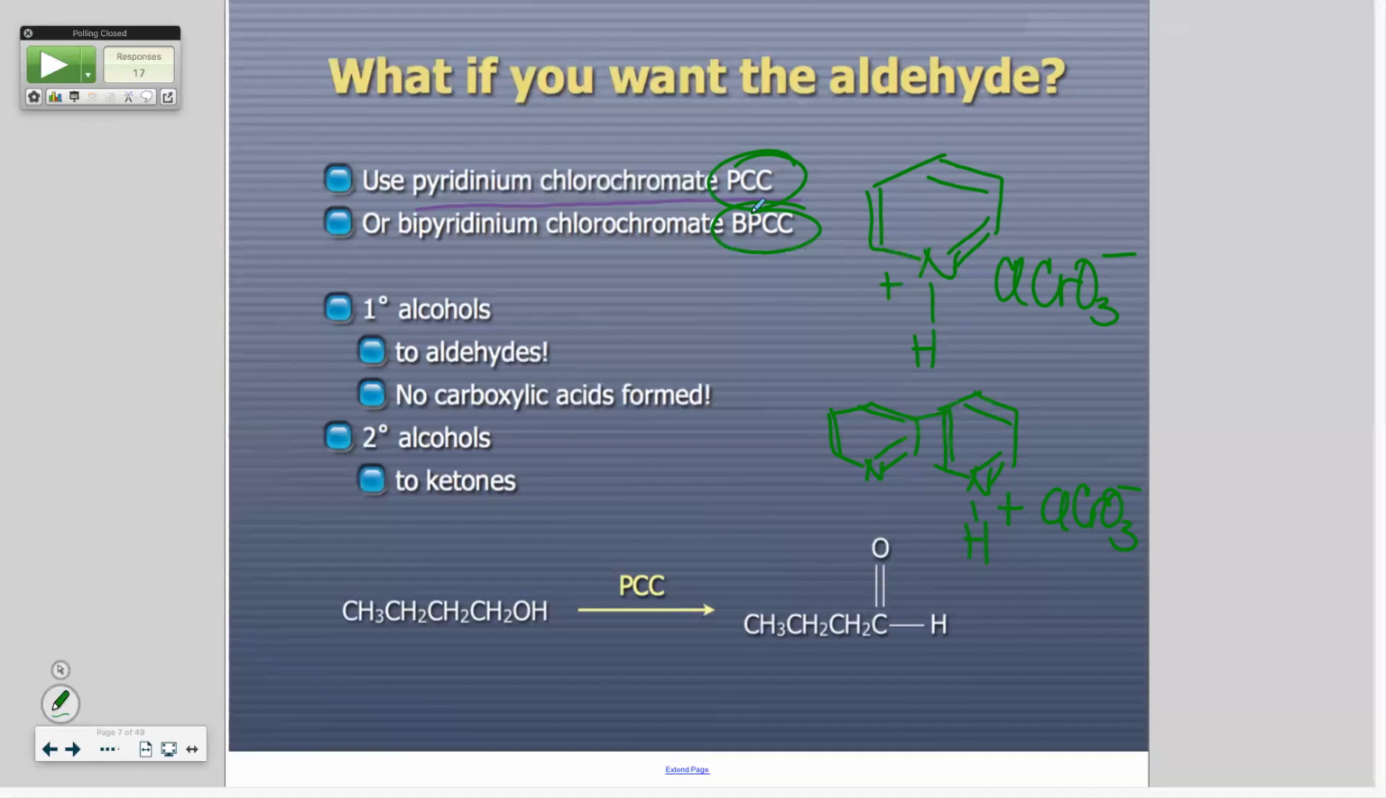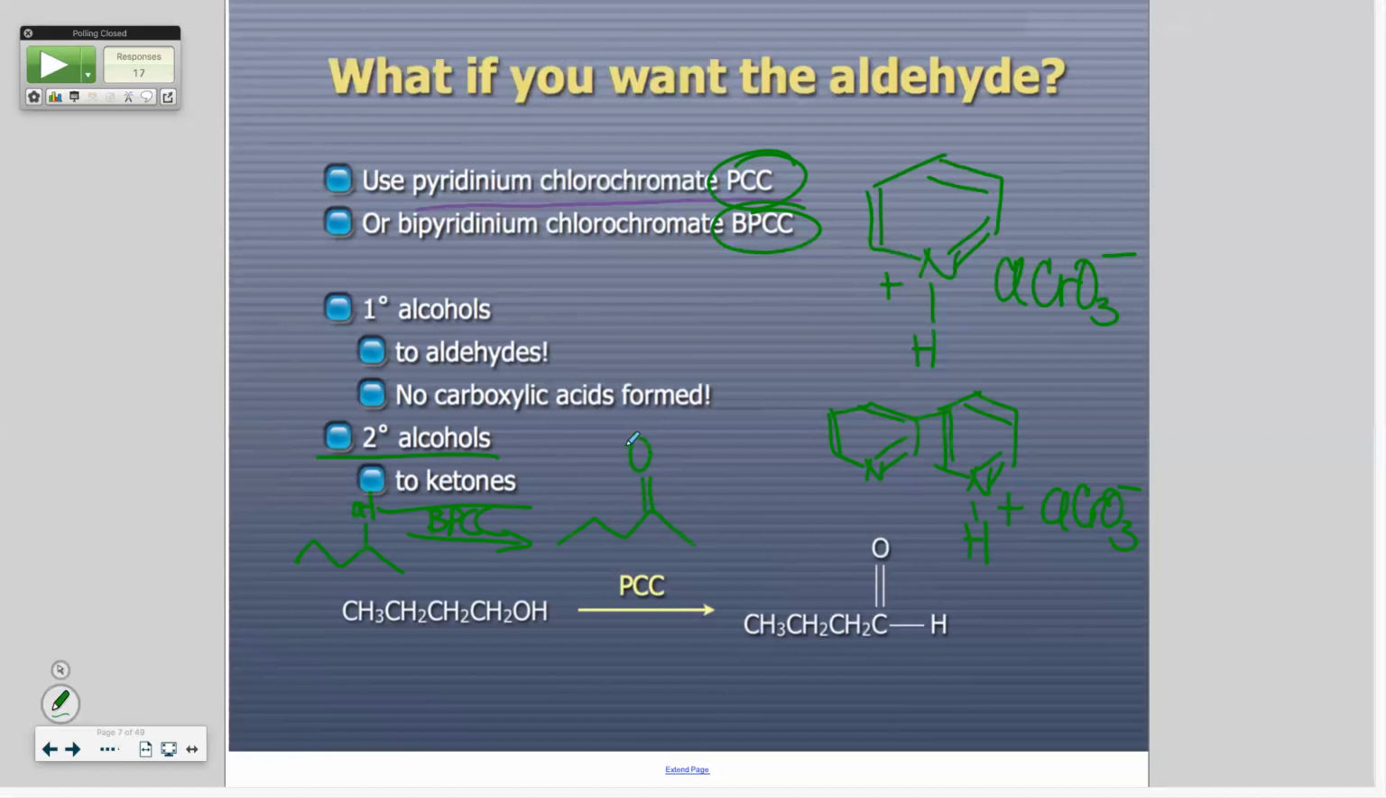Okay? If you used a secondary alcohol, you would still get a ketone. So if I did this, and I'll use BPCC, I'm still going to get a ketone. That doesn't change. So why use that and why not use the other one?